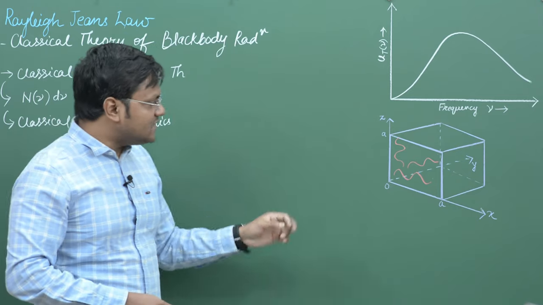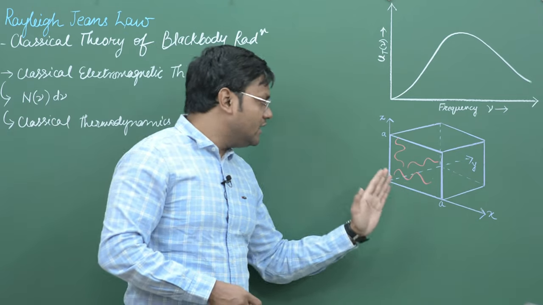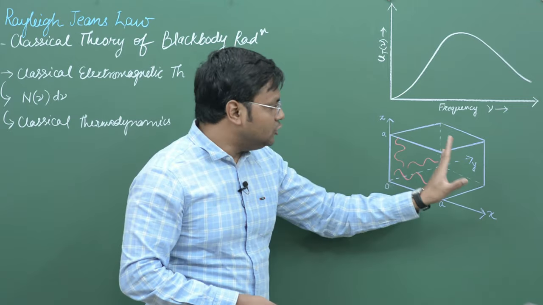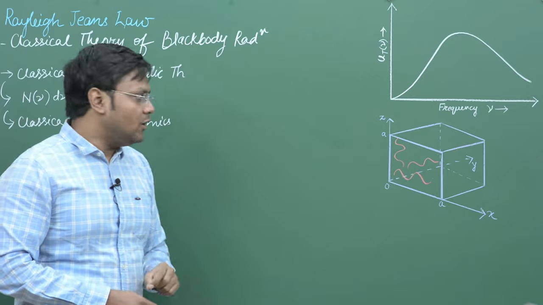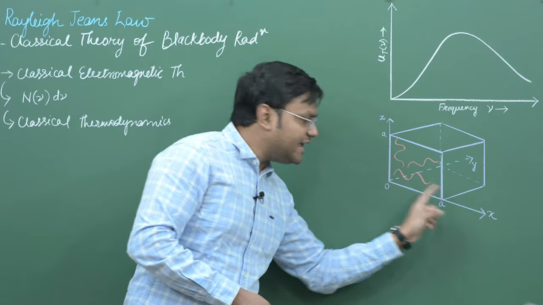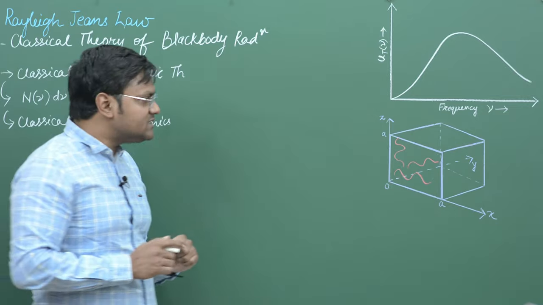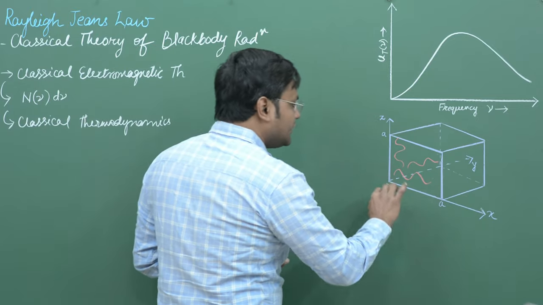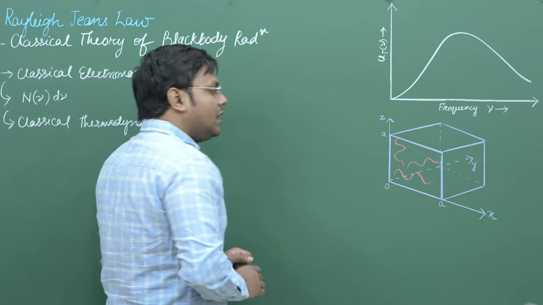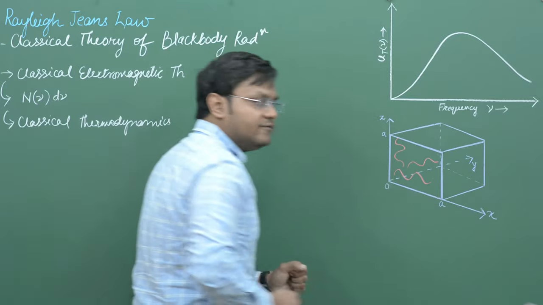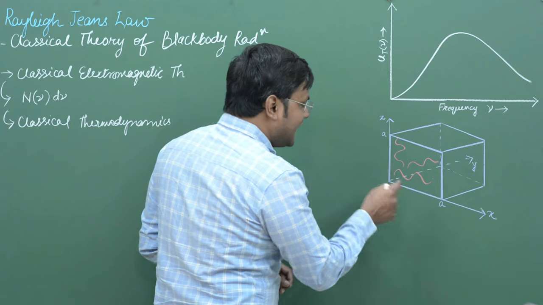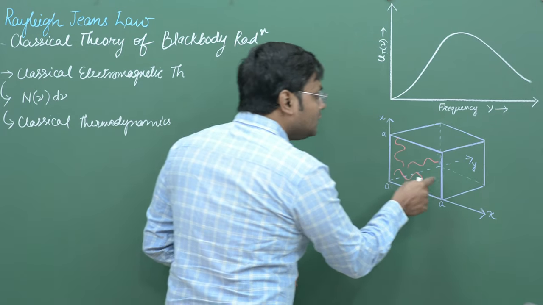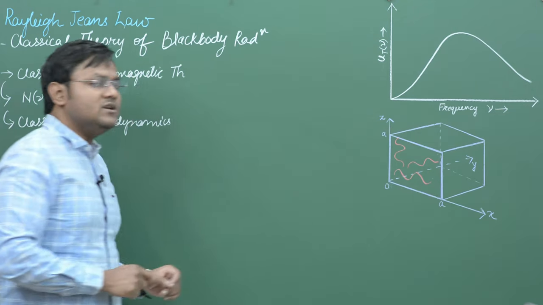So if we look at some kind of an electromagnetic radiation going from one end of the cube to the other end, then the electric field associated with the electromagnetic oscillation is perpendicular to the direction of propagation. That means the electric field associated with some oscillating electromagnetic radiation is parallel to one of the walls. Because of this particular reason, if you look at the electric field at the walls themselves, the electric field actually turns out to be zero.